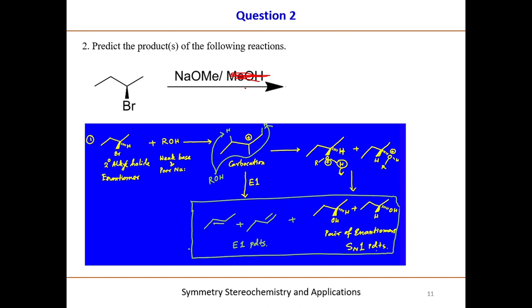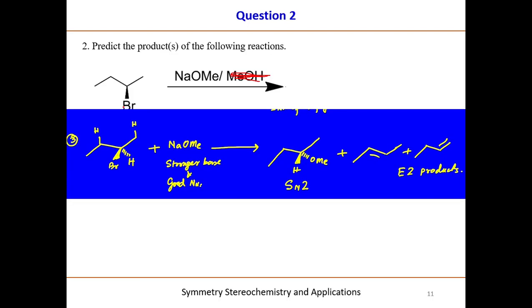Here you can see that this is a secondary alkyl halide, right? I'm talking about the first reaction condition first, then we will talk about the second one. When we treat this with sodium methoxide, which is a stronger base and good nucleophile, what will happen? It will follow the SN2 pathway, because it's a strong nucleophile and a strong base.